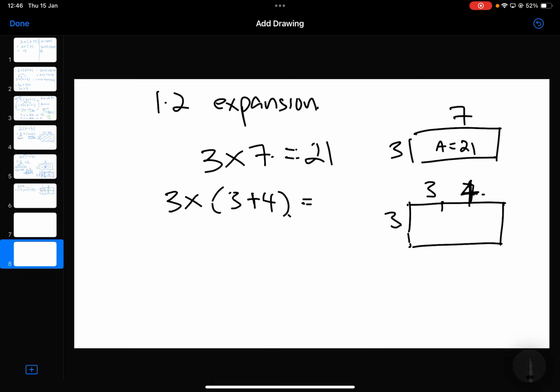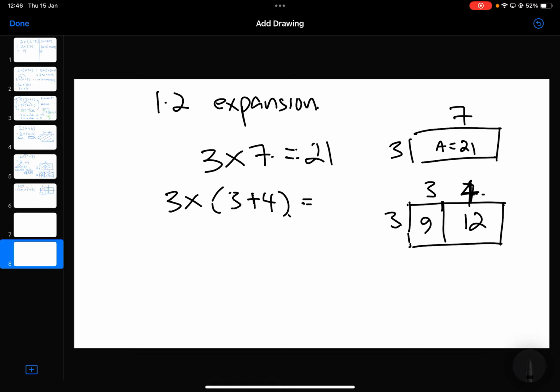If I still want to find the area of the rectangle, I know this is 3, I know this is 3, means the area here is 9. I know this is 3, I know this is 4, the area here is 12. And if I add them up, they will still be 21.